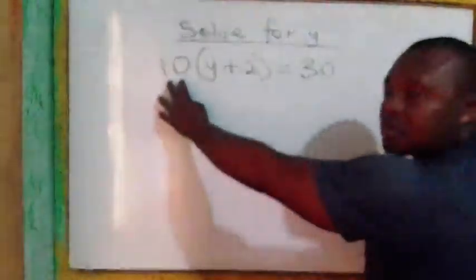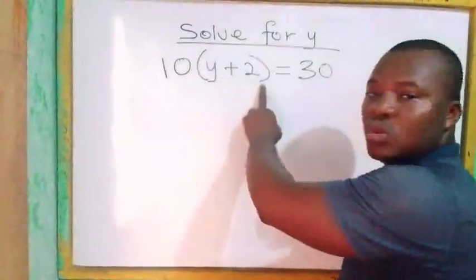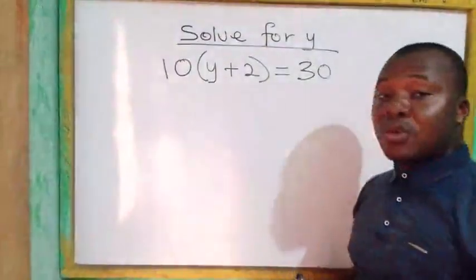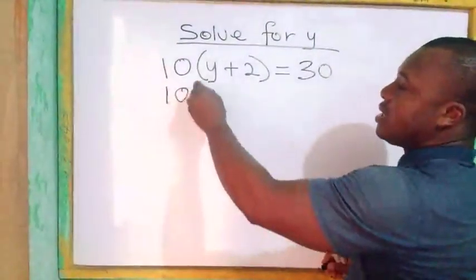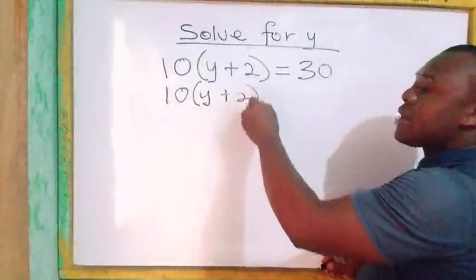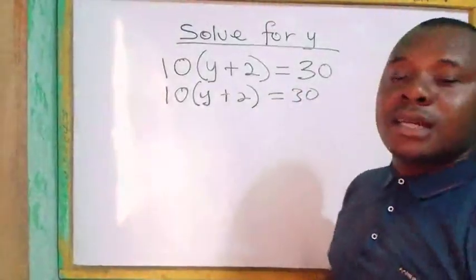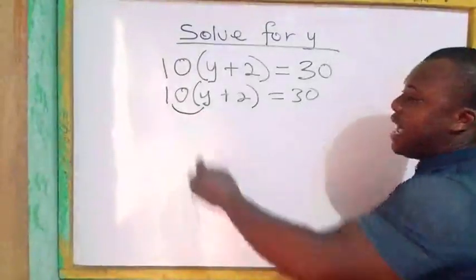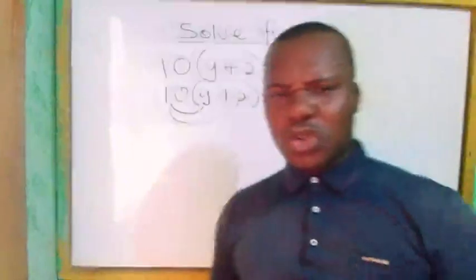Now, this 10 before the bracket open and bracket close, meaning this y plus 2, I'm multiplying to this 10. Anytime you see an equation like this, let me restate, it means 10 brackets open y plus 2 bracket close equal to 30. What it means is that this 10 will multiply this y, and this same 10 will multiply this 2. So, let me show you something.